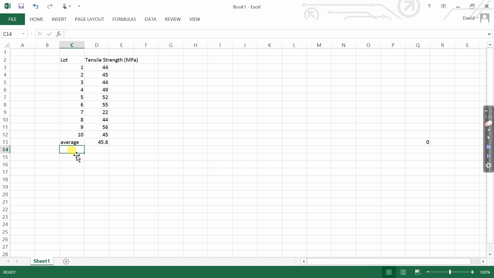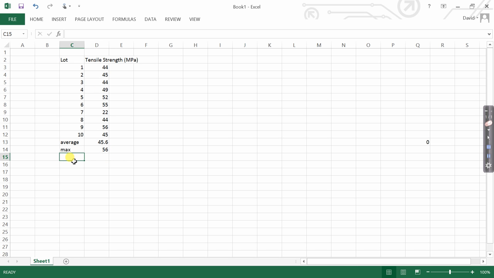So how do we find our max? We usually look at the data set and pick out the max, but we can use Excel to find the maximum value as well. So I can put max here because that's what I'm going to populate the cell with. And again, since we're entering the formula, we'll say equal max, parenthesis, and we highlight the values, and close parenthesis, boom, that's the max value. So out of our 10 lots, the highest ultimate tensile strength is 56 megapascals.